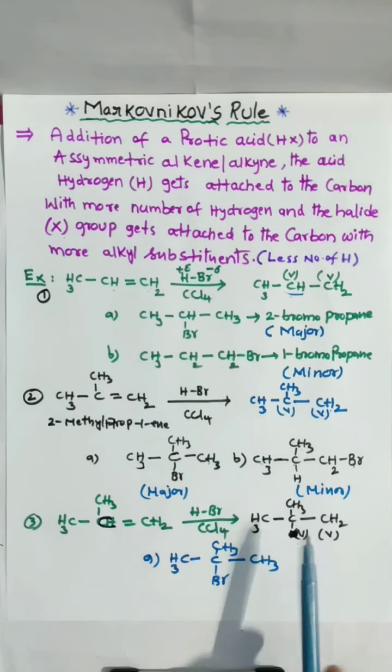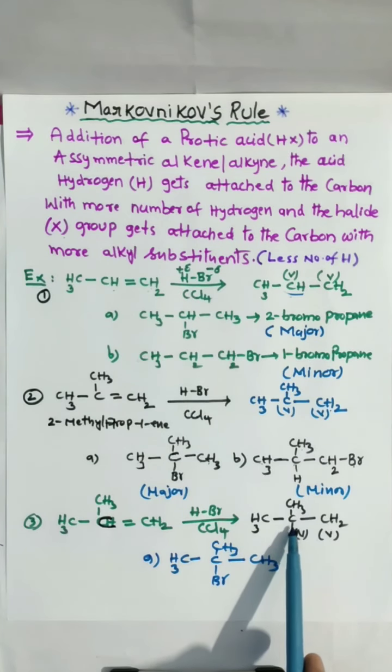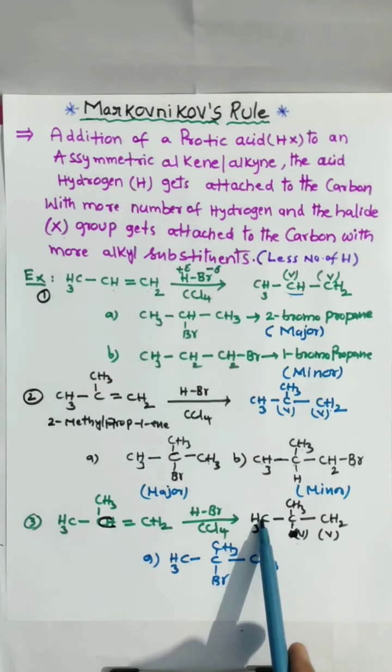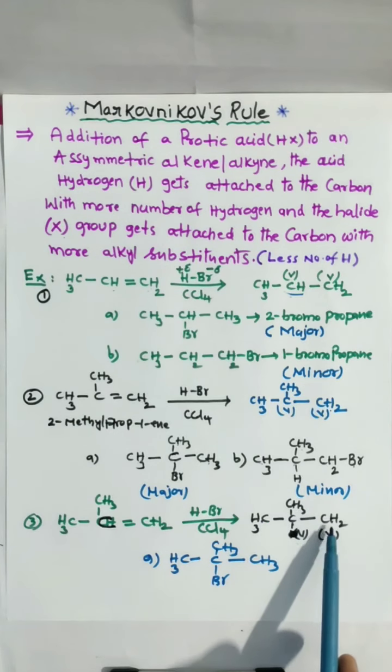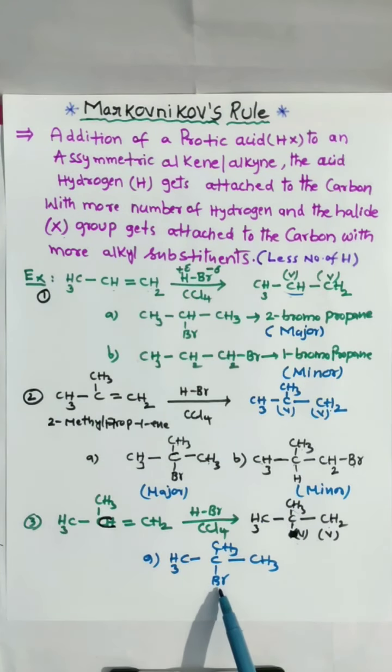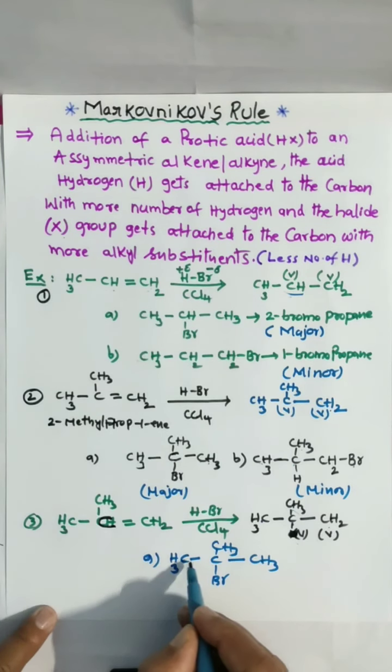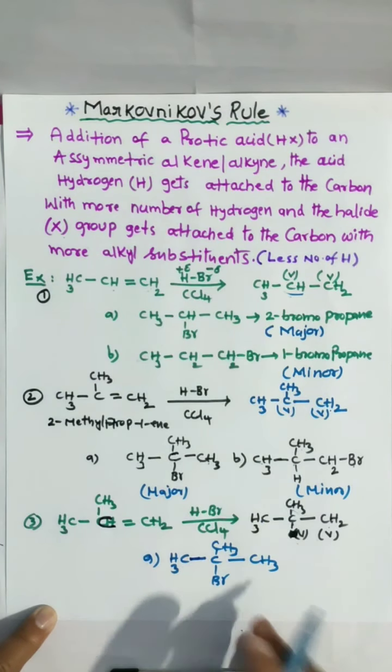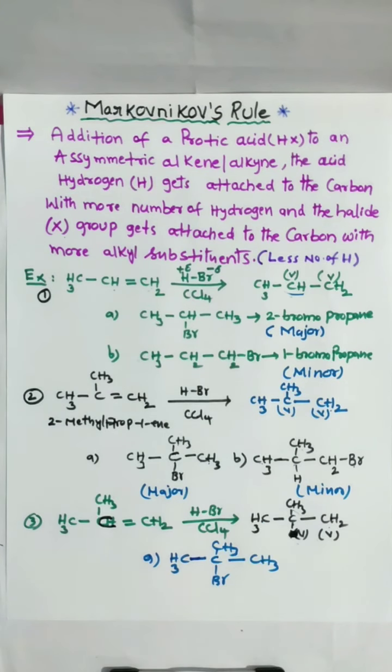So bromine atom will attach where more number of substituents are present. See, this carbon has 1, 2 more substituents, but this carbon has total isopropyl group only. So bromine is directly attached here. So you have to remember that bromine will get attached where more substituents, alkyl groups, are present. That is the major product.